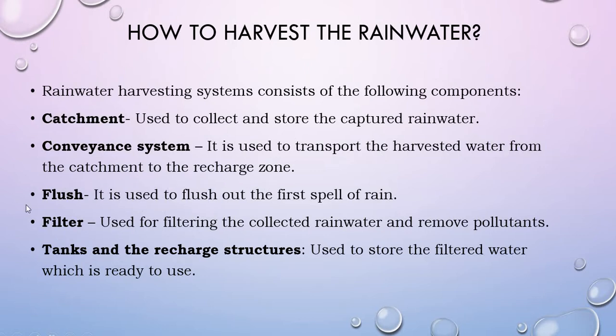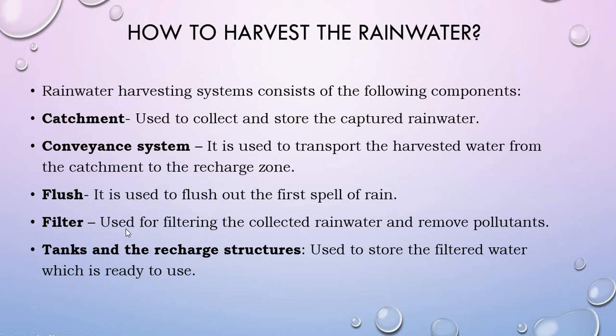The other one is the flush. It is used to flush out the first spell of rain. The first rain is flushed out because it is impure, since the impurities present in our environment dissolve in the raindrops. So it should be flushed out. This flush is used to flush out the first spell of rain.